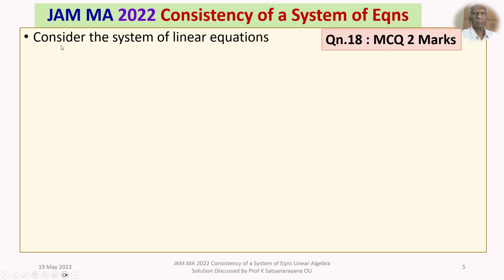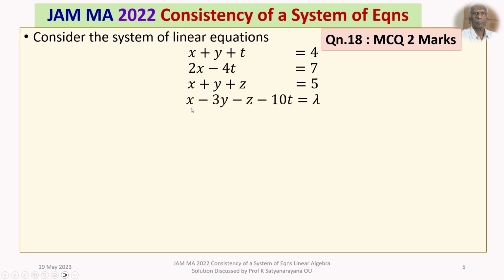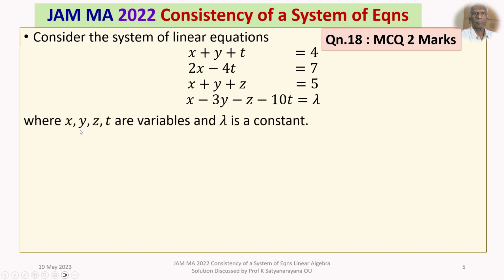The given question is: consider the system of linear equations x plus y plus t is equal to 4, 2x minus 4t is equal to 7, x plus y plus z is equal to 5, x minus 3y minus z minus 10t is equal to lambda, where x, y, z, t are variables and lambda is a constant. Then, which one of the following is true?